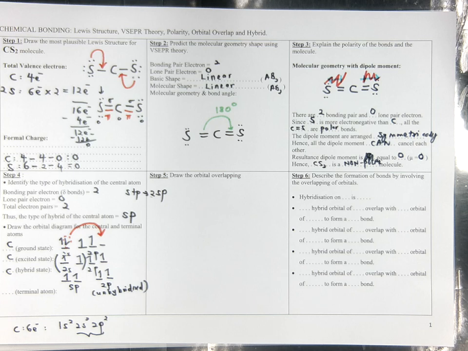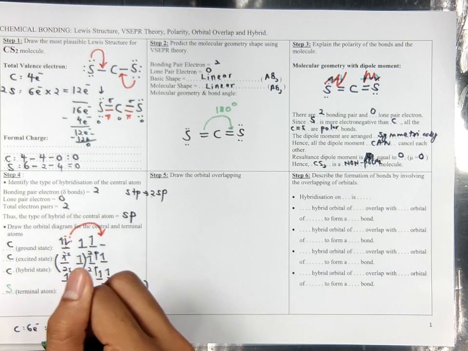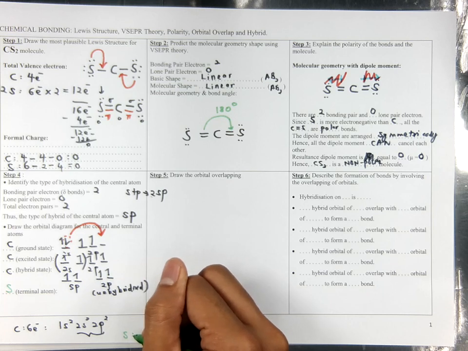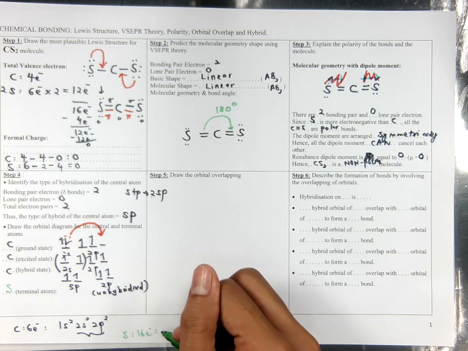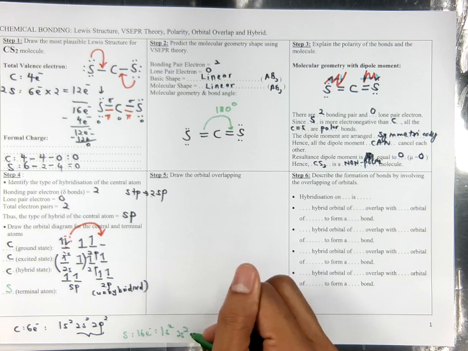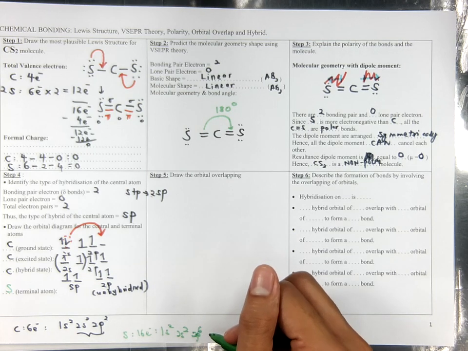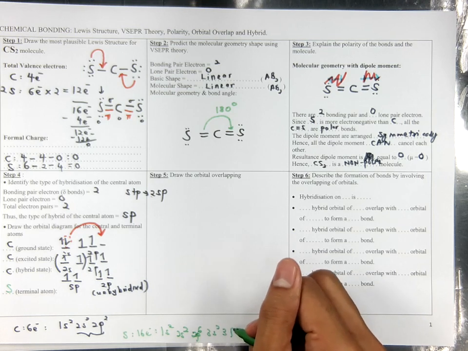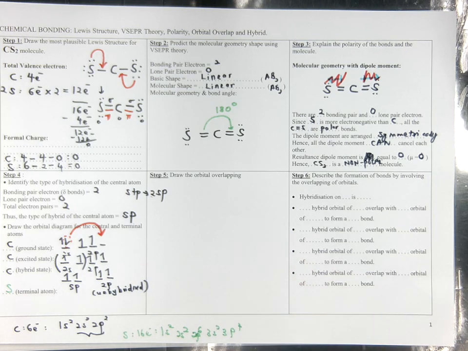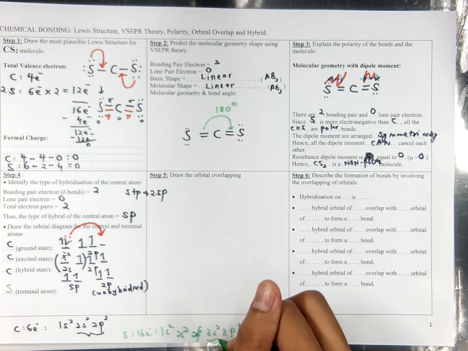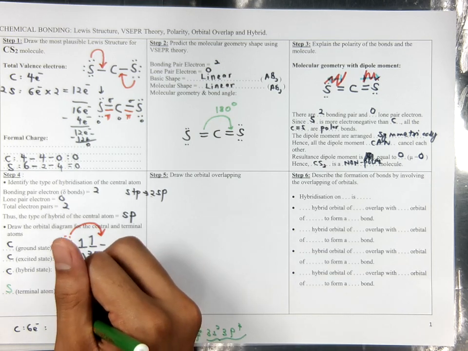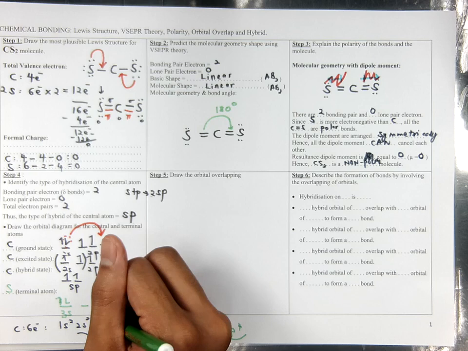Now, we need to draw the terminal atom, where the terminal atom is sulfur. So, sulfur. Okay, sulfur has 16 electrons. So the electronic configuration is going to be 1s2, 2s2, 2p6, 3s2, and 3p4. Correct? So I'm going to focus on the valence electrons only. So I have 3s2 and 3p4.